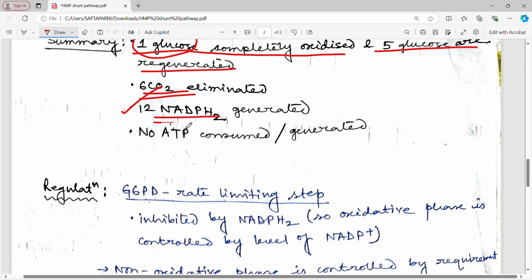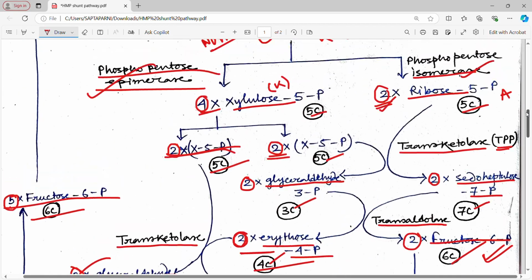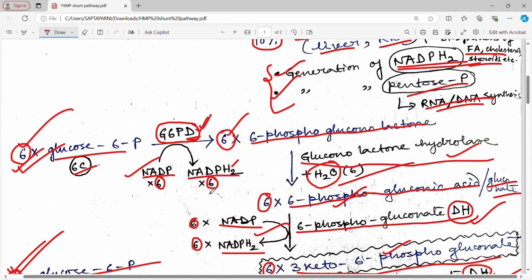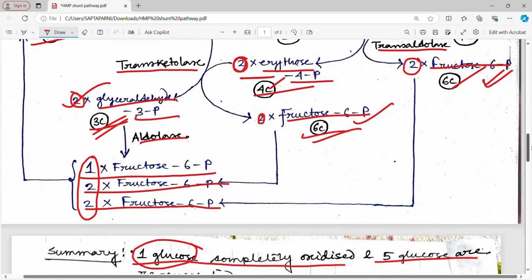So in a single cycle we can see 12 molecules of NADPH2 are generated. Why 12? Because in the first step 6 molecules of NADPH2 were generated by an oxidation reaction, and in the third step, also by an oxidation-reduction reaction, 6 molecules of NADPH2 are generated. So 6 plus 6, total 12 molecules of NADPH2 are generated.